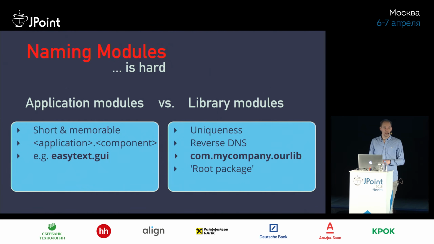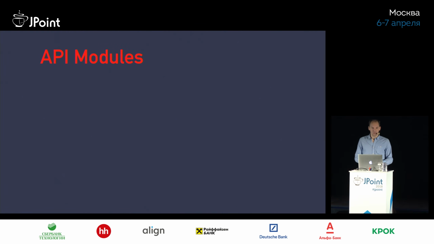And if you already have Maven coordinates, for example, it might very well be that your Maven coordinates actually make for a really nice module name by just appending them and having the artifact ID at the end. So that's something that you should really think about first when creating modules. Now, there are different types of modules, as we already saw in the example of the EasyText application. So we, for example, had this analyzer API module.